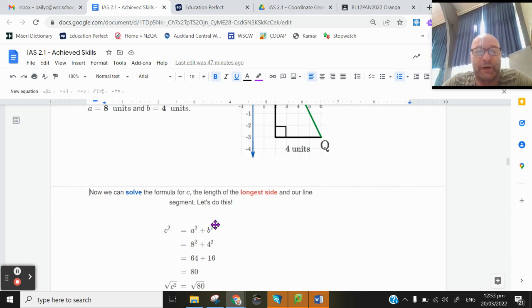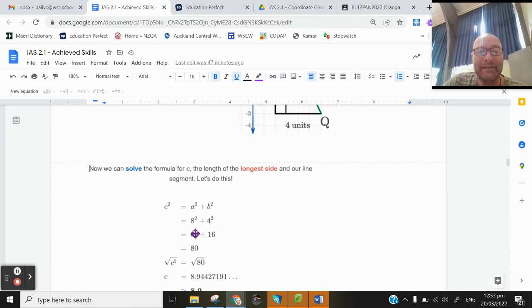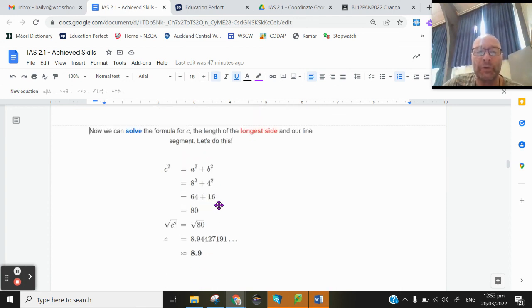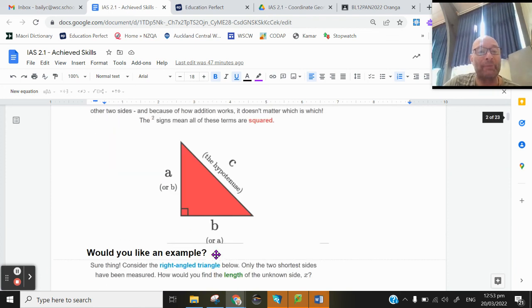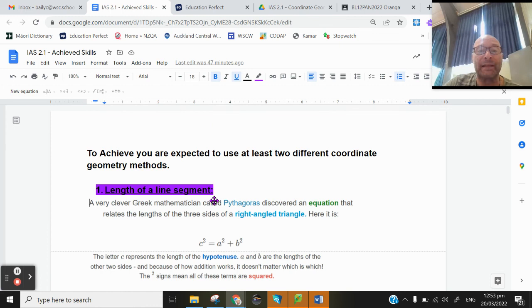C squared is A squared plus B squared. A and the B were 8 and 4. 8 squared is 64. 4 squared is 16. Those add to 80. Square root both sides, you get 8.9444. You don't need that many decimal places. One will do it, and that gives us 8.9. So there is your first skill in coordinate geometry, which is finding the length of a line segment. Any questions, let me know.